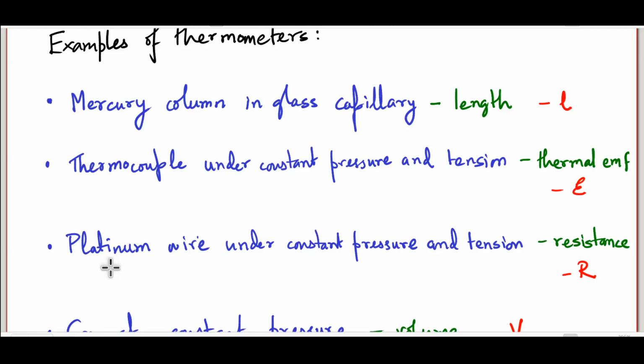The third one is again a very standard measuring instrument which is used in labs. This is the platinum wire which has been maintained under constant pressure and tension. Again, these are the parameters that we clubbed as Y before. And the thermometric parameter that is measured, the X in this case, is R, the resistance of the wire.